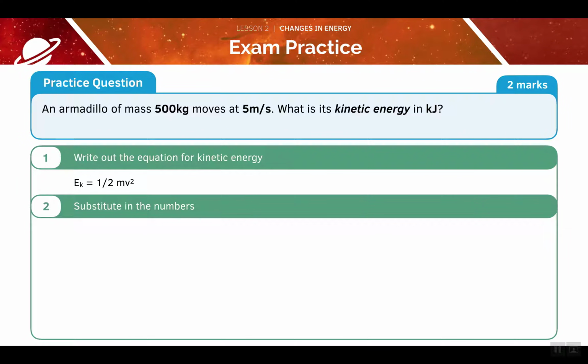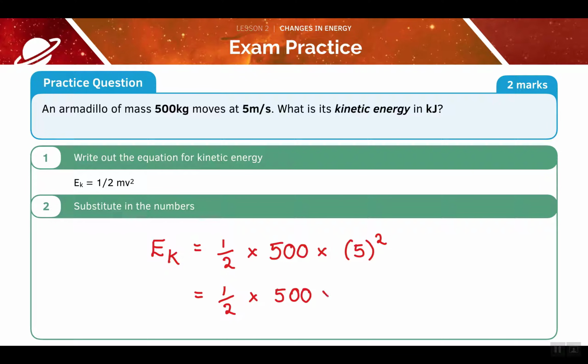Our next step is to put the numbers into this equation. In this question, we know that the kinetic energy is going to equal a half times the mass, which will be 500, times the speed squared, which would be 5 squared. We can simplify this further by working out that it equals 1/2 times 500 times 25. This is equal to 6,250 joules.